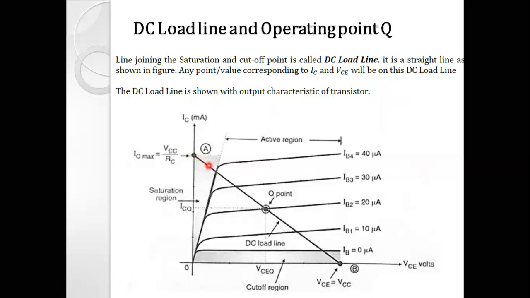And when we substituted IC is equal to zero in equation number two, we got VCE is equal to VCC. That point is known as the cutoff point. So the line passing through the saturation point and the cutoff point is known as the DC load line. Here it is written that the line joining the saturation and cutoff point is called the DC load line. It is a straight line as shown in the figure. Any value corresponding to IC and VCE will be on this load line. The DC load line is shown with the output characteristic of the transistor. So this is how we can represent the DC load line.